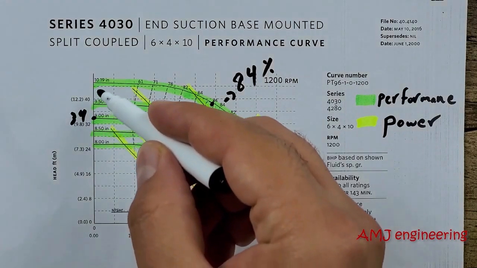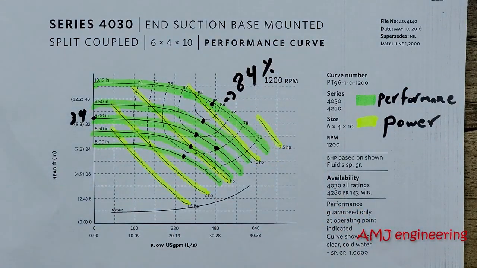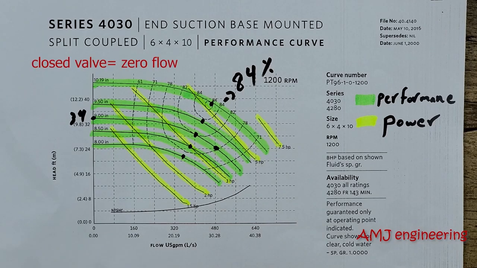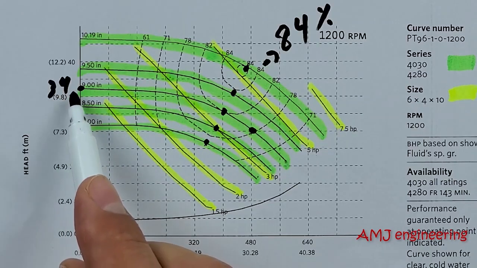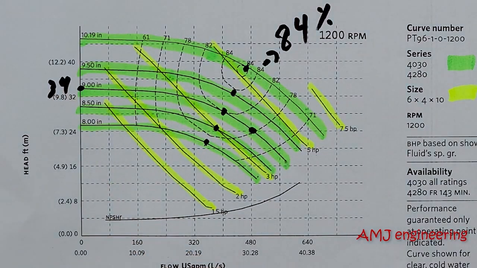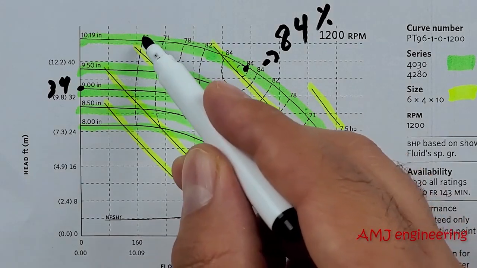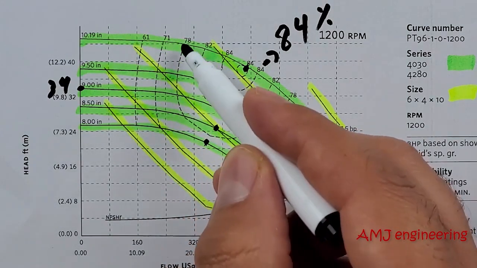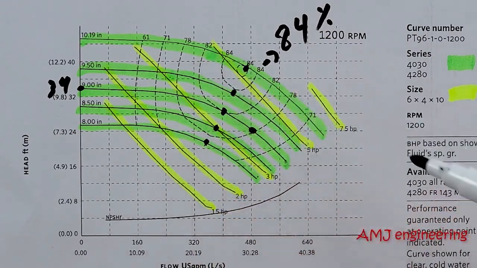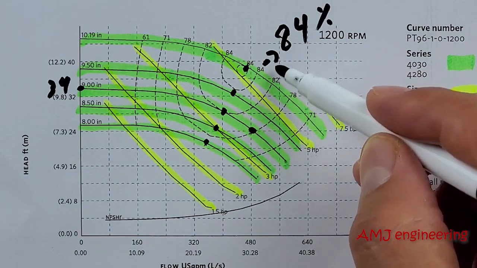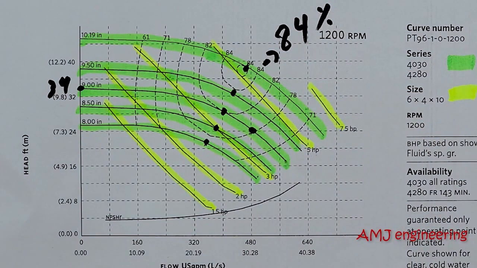These curves also show us the shutoff head, which is the head the pump would generate if operating against a closed valve. In our example here, the shutoff for 9 inches impeller is approximately 34 feet. Also, these efficiency curves are provided on the pump performance curve. These efficiency curves are labeled in percentages.